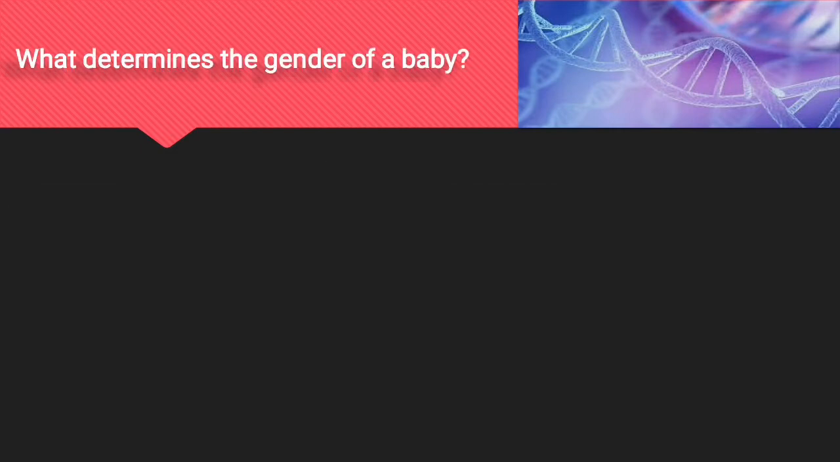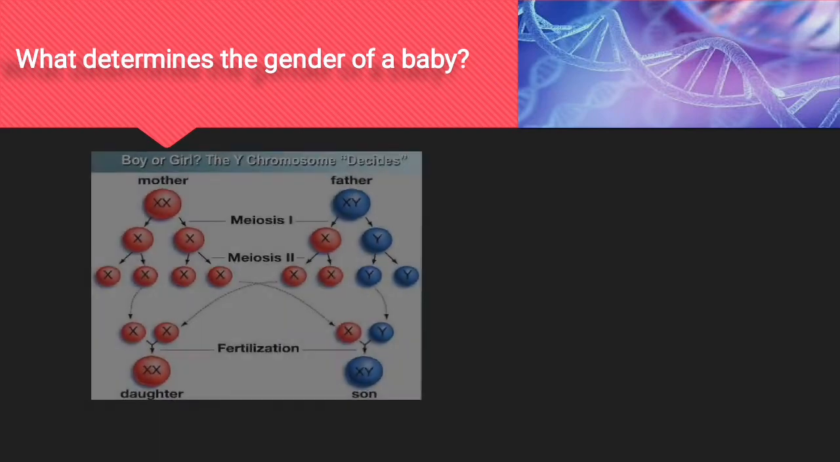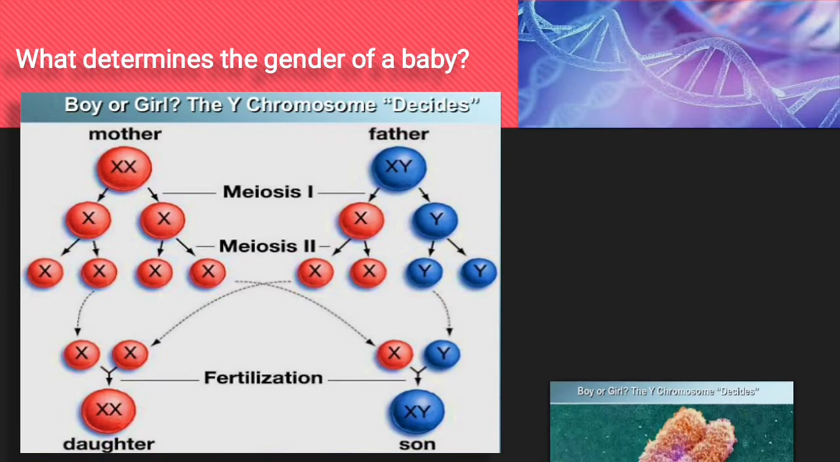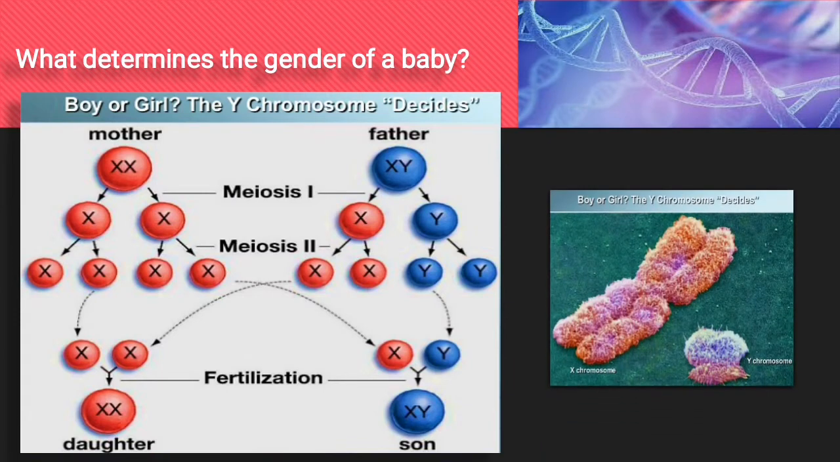What determines the gender of a baby? A child's gender, either male or female, is determined by the chromosome that the male parent contributes. Females have XX chromosomes and males have X and Y chromosomes. So men determine the gender of a baby depending on whether their sperm is carrying an X or Y chromosome.